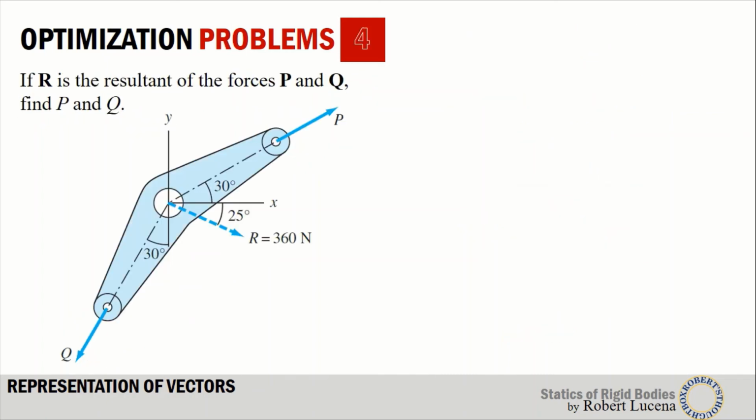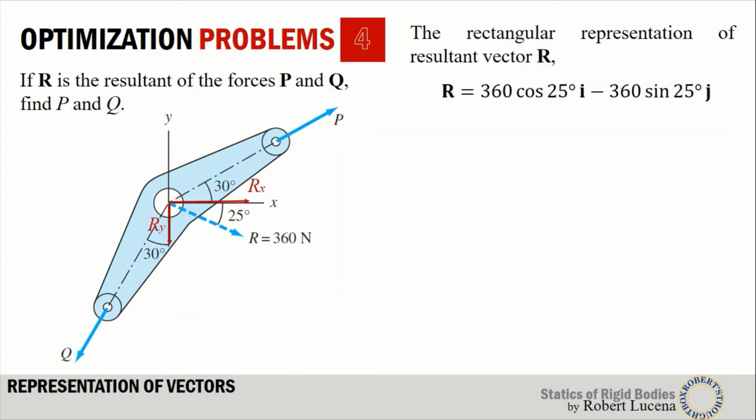Okay, another problem. Now we have the resultant. Let's try to compute for the components. If R is the resultant of the forces P and Q, find the magnitude of P and Q. So the rectangular representation of the resultant vector R is its x component and its y component. The x component of R is simply 360 cosine 25, and the y component is simply 360 sine 25.